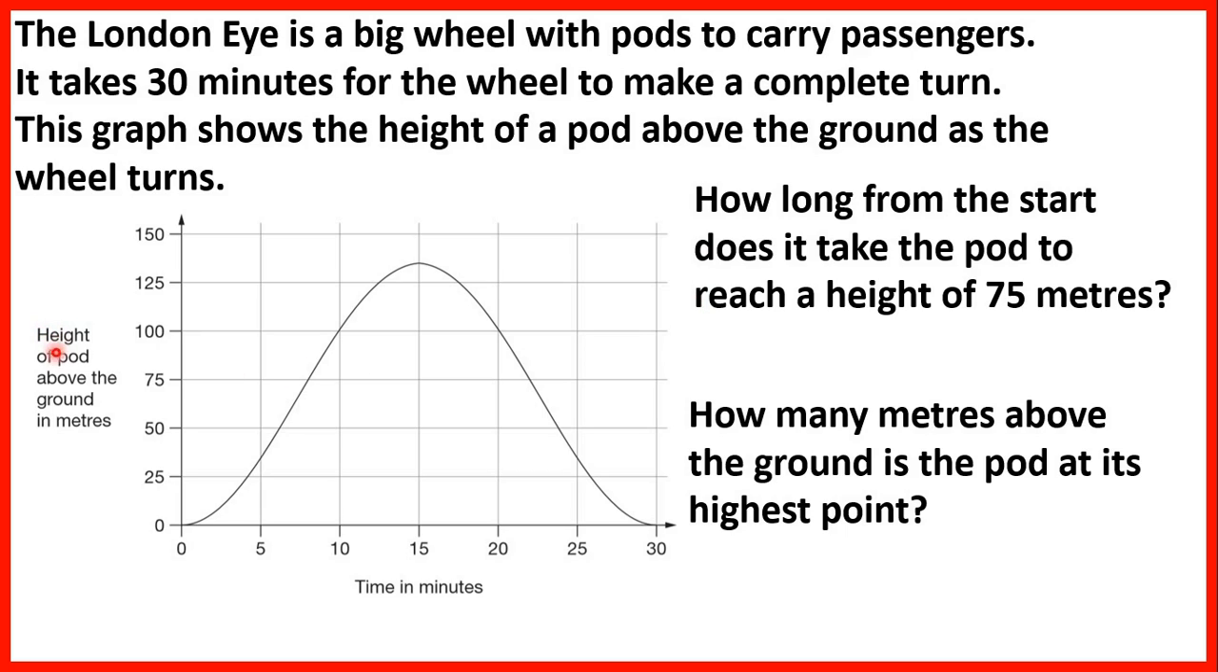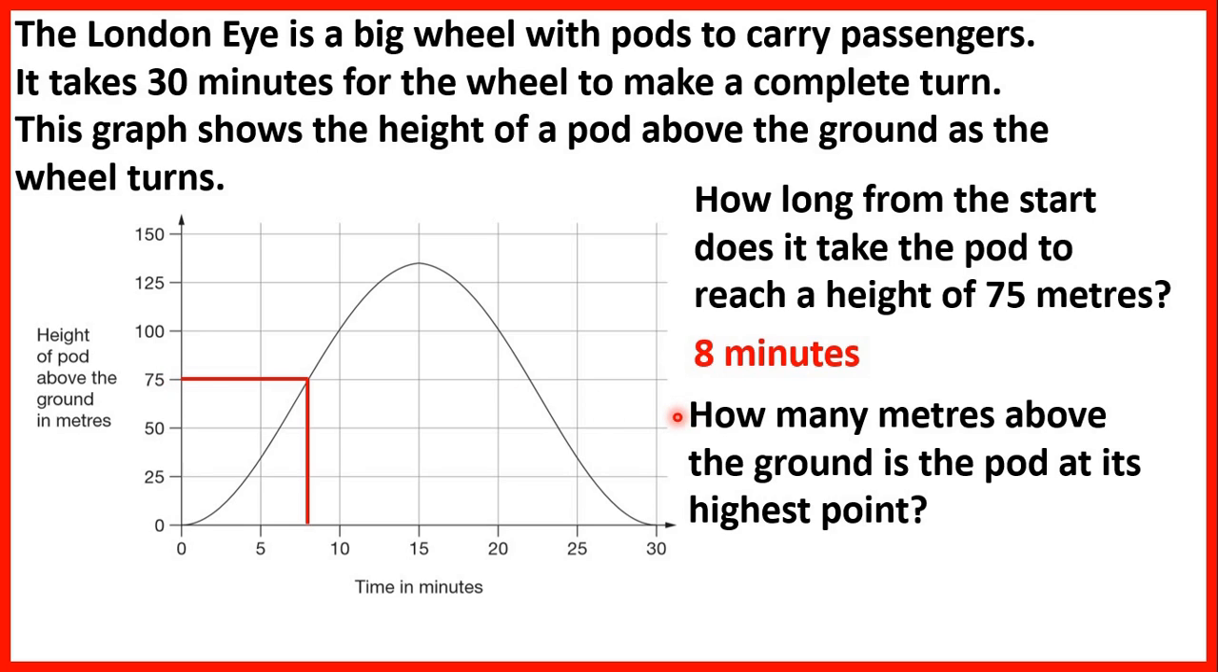So we have the height of pod above the ground in meters on this side, so we can find 75, draw a line across, and then draw a line down from where it hits the line on our line graph. So we can see that that's between 5 and 10, but it's slightly closer to 10 than it is to 5. So I would estimate 8 minutes to reach a height of 75 meters.